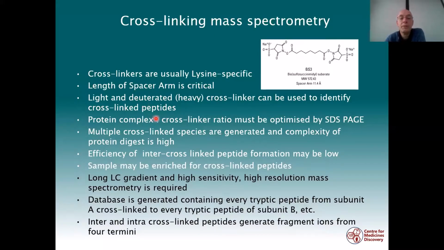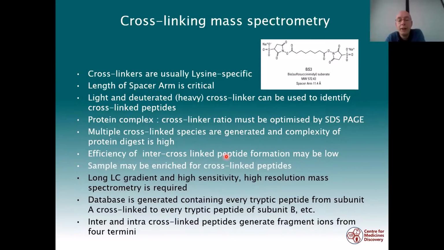We have to optimize the cross-linker ratio and the protein complex ratio by SDS-PAGE. We are going to generate a large number of species, and so the complexity of a cross-linked digest is extremely high. Unfortunately, the efficiency of this cross-linking reaction, in terms of peptides from different binding partners that are cross-linked, may be very low. It's going to be less than 1%. It may be less than 0.1% of the total number of peptides.